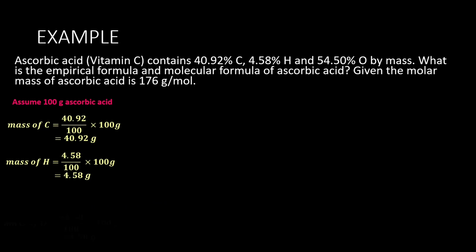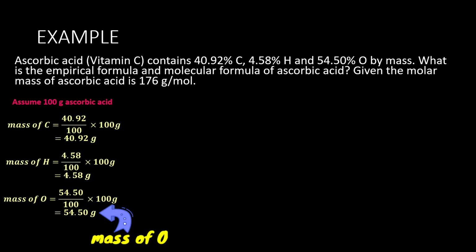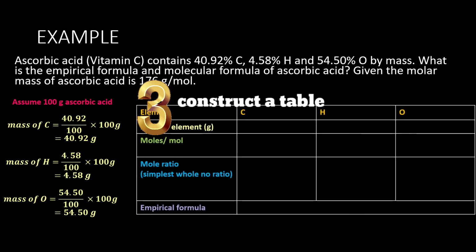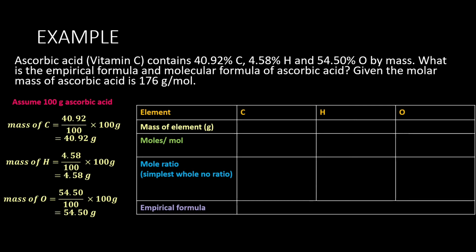For the mass of oxygen, 54.5%, so 54.5 over 100 multiplied with total mass of ascorbic acid, 100 grams, so we get 54.5 grams mass of oxygen. Step number 3, we construct a table with element, mass of element, moles, mole ratio, and empirical formula rows. In step number 2, we already found the mass of each element, so we just put them in.